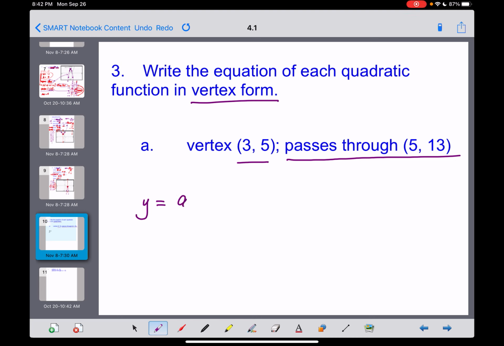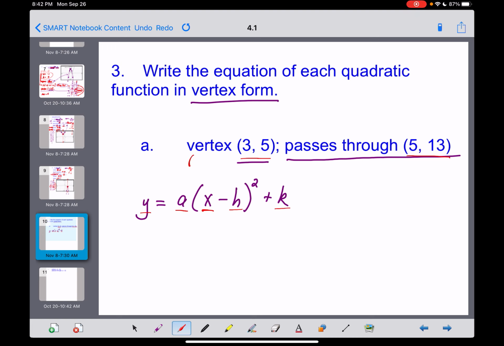Y is equal to A, and then in parentheses, x minus h, close it, square it, and then plus k at the end. Now here's what I'm hoping you guys know. There are how many variables in this formula? Let's count them. 1, 2, 3, 4, 5. And how many values were given to you in this problem? 4. Now let's take a look at what we know.